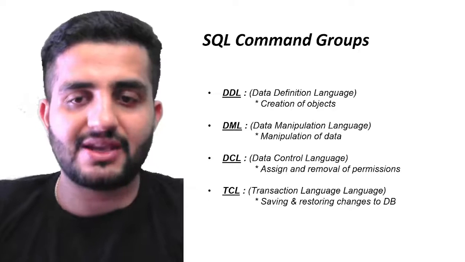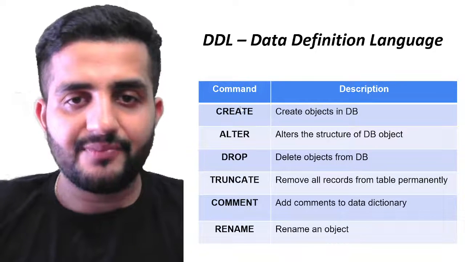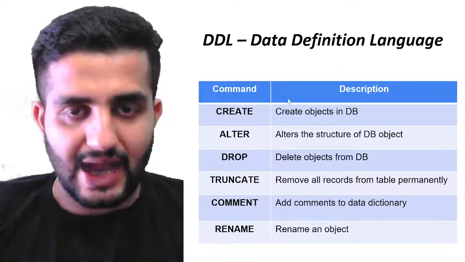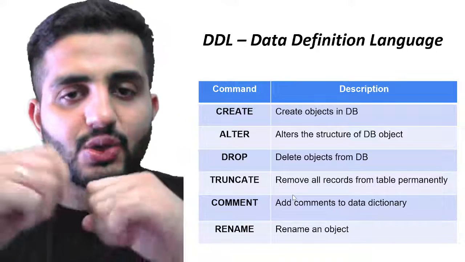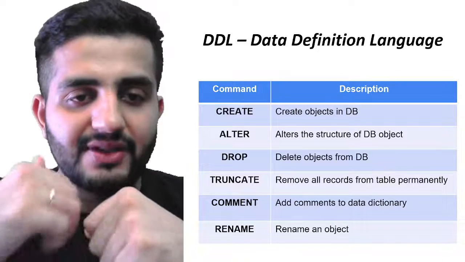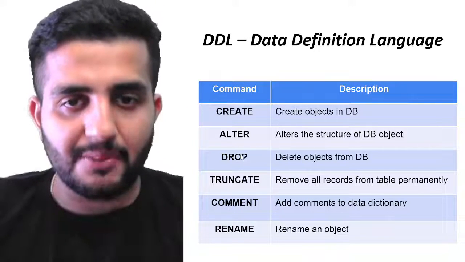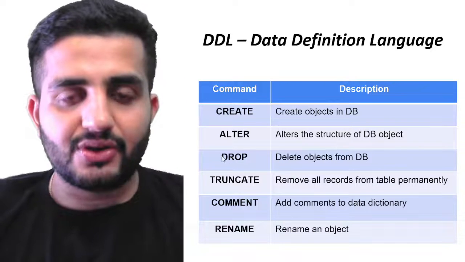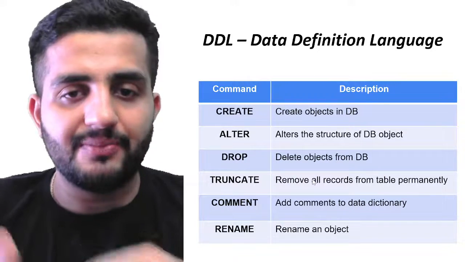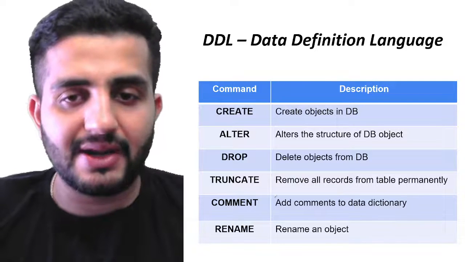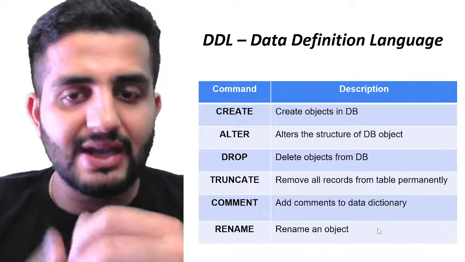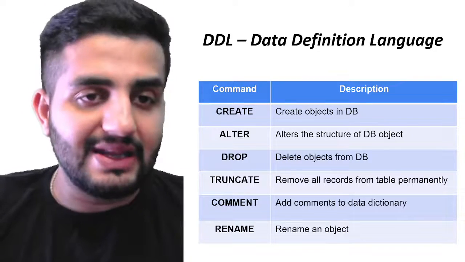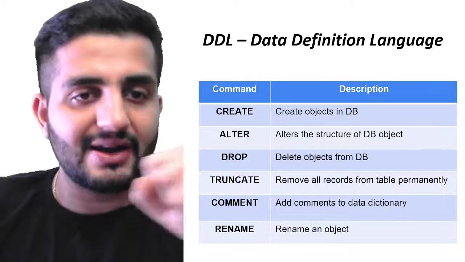So what all comes under DDL? In DDL we have create, alter, drop, truncate, comment, and rename. All these commands are doing something with the schema itself, with the table itself. Create, you're creating a table. Alter, you're altering the table. Drop, you're dropping the object from the DB. Truncate removes all the records. Comment, you're adding a comment to the data dictionary. Rename, you're renaming the object. So all these commands are purely DDL, defining the schema, data definition language.